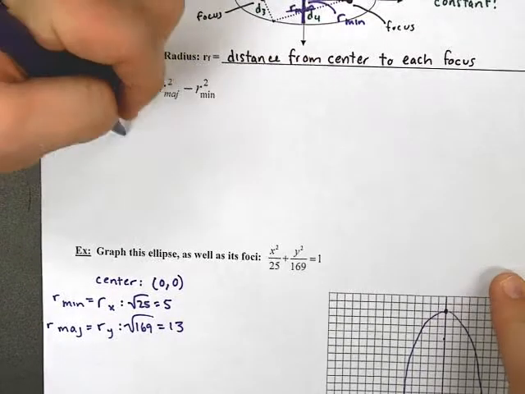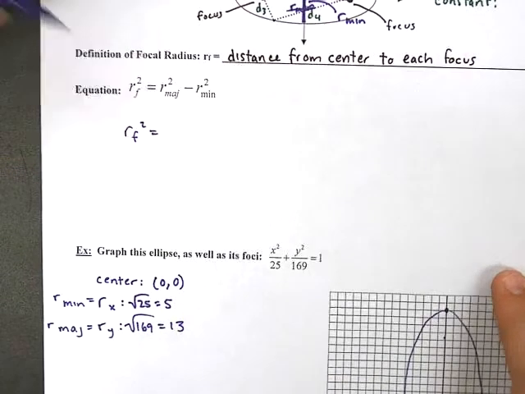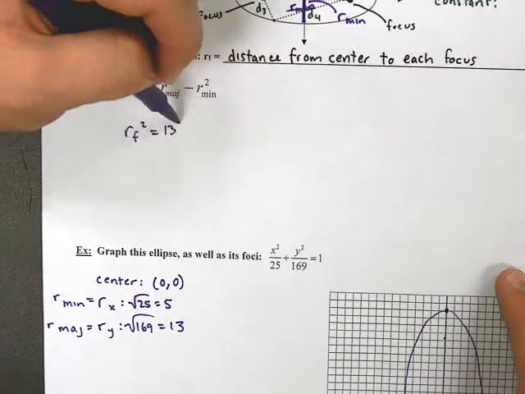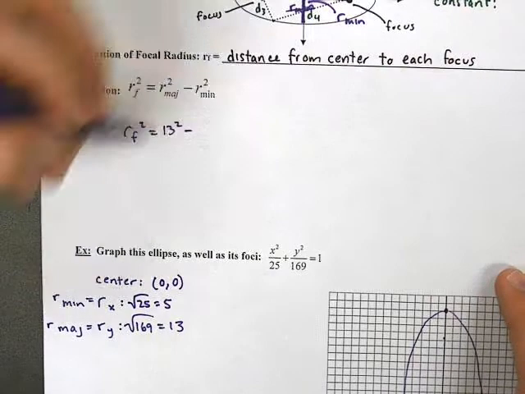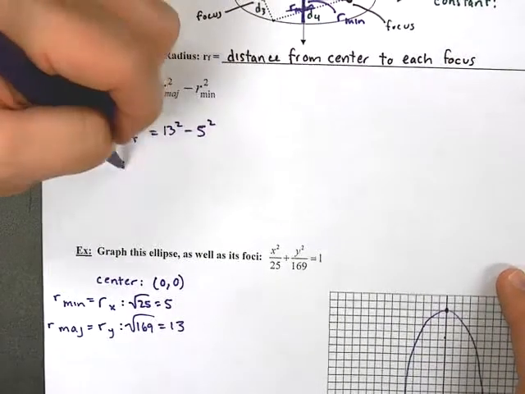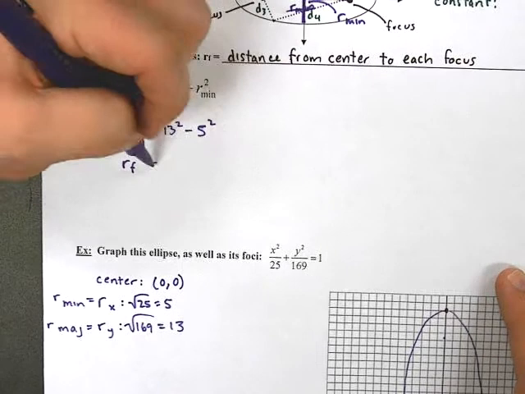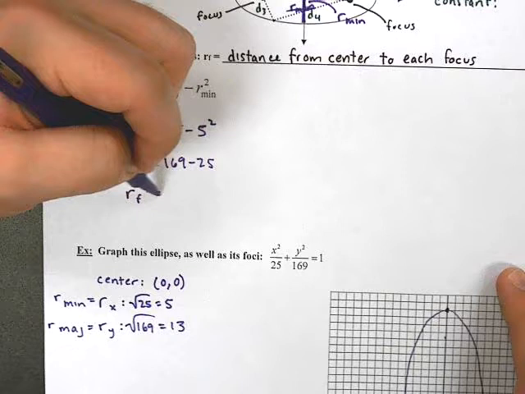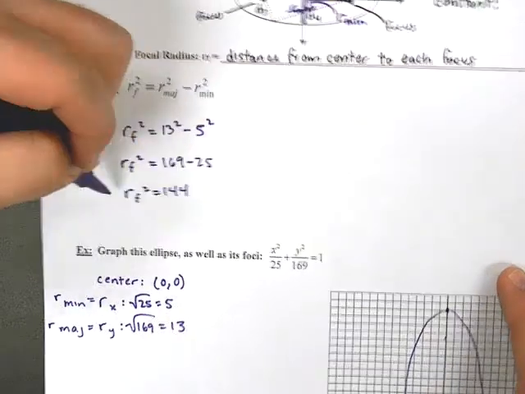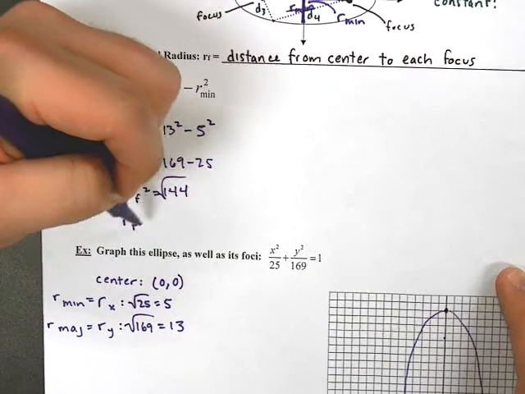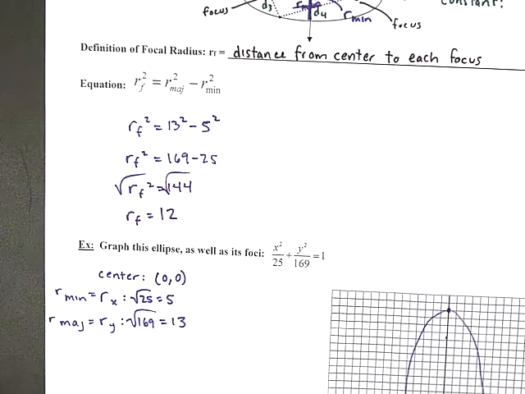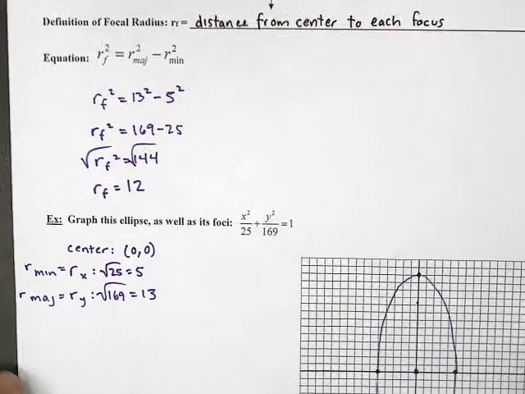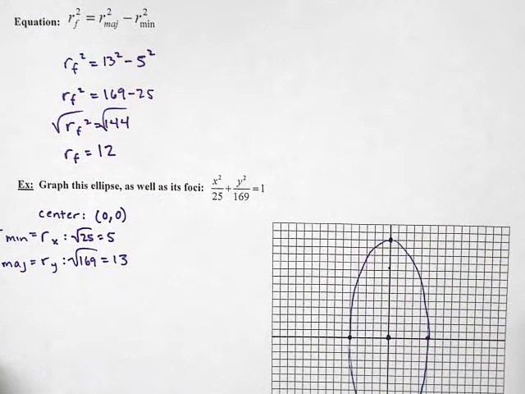So we'll plug in. R sub f is going to equal, our major was 13, so 13 squared, and our minor was 5, so 5 squared. So r sub f squared equals 169 minus 25, which is 144. And when we square root both sides, we get that r sub f is equal to 12. So that means our foci have to be 12 units from the center.